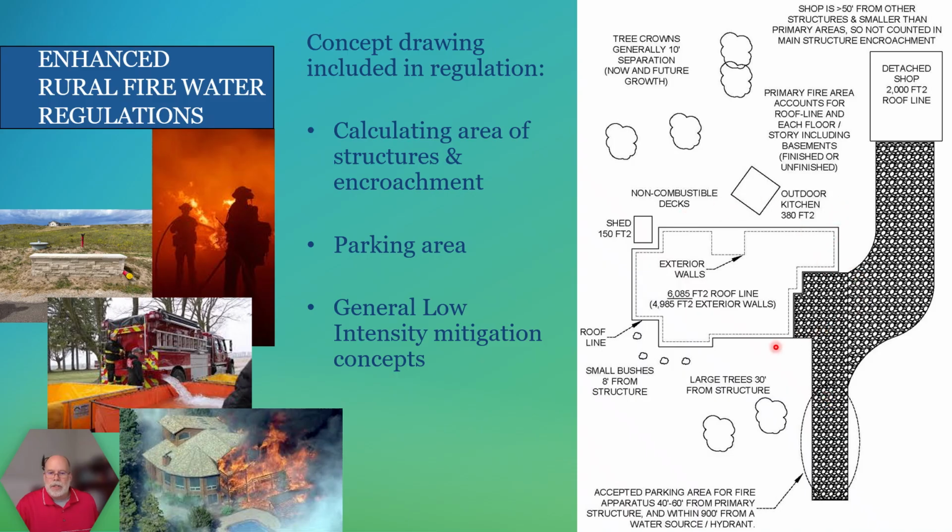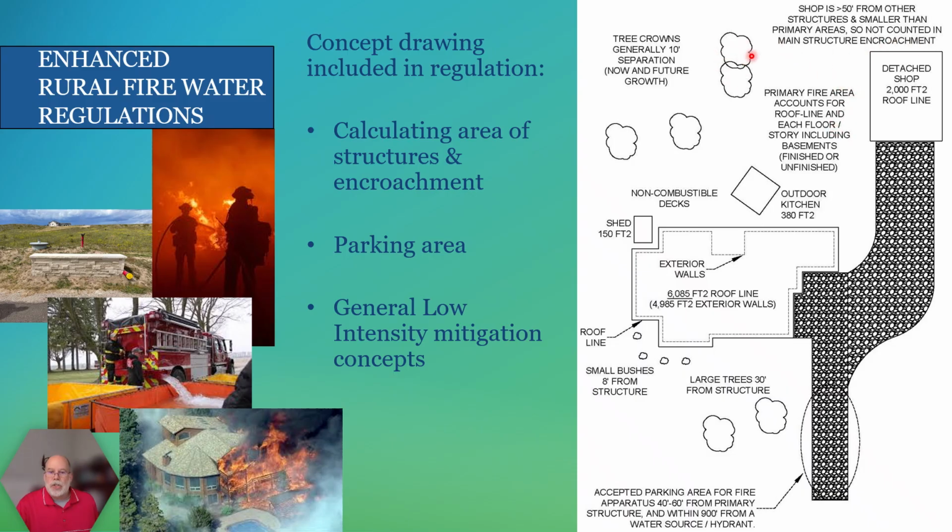So in the regulation, the general criteria is that from a water source to this acceptable parking area needs to be no more than 900 feet. And then 300 feet from the truck, from this acceptable parking area, to get around any part of the structure within 300 feet. Any structure needs to have a truck hose lay within 900 feet.